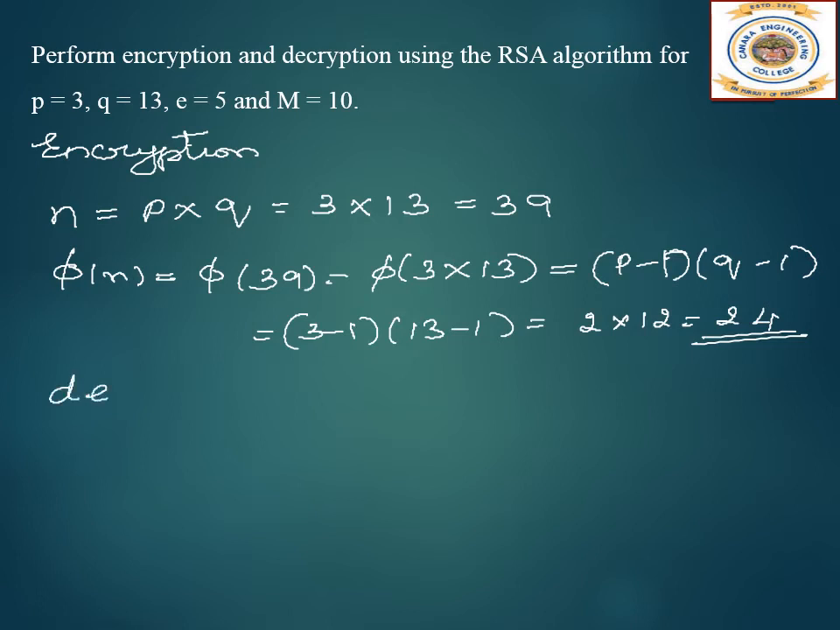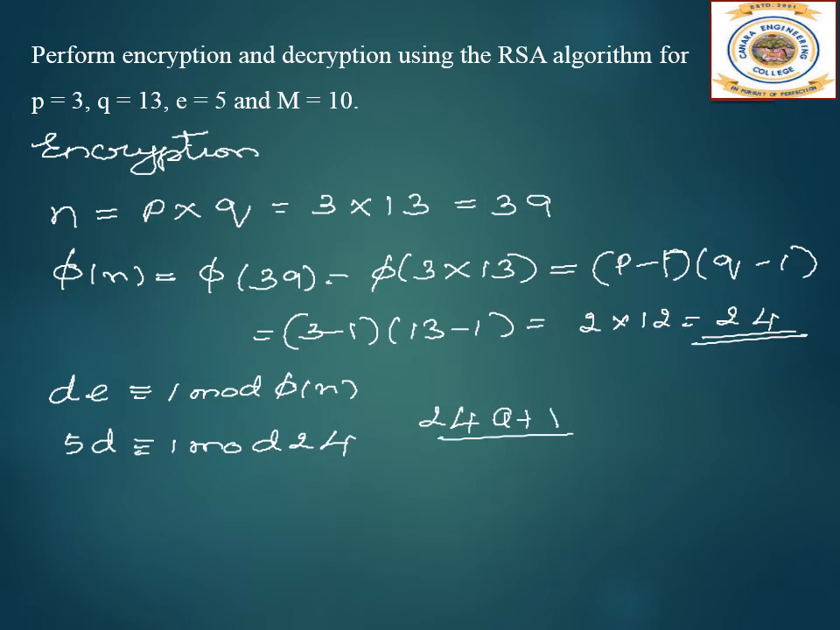Next, we need to find D. So D into E is congruent to 1 mod phi of N. Here E is 5. So 5D is congruent to 1 mod phi of N, which is 24. So here I can write this as 24A plus 1 divided by 5. When I substitute A is equal to 1, I get this as 5. Therefore, D is equal to 5.